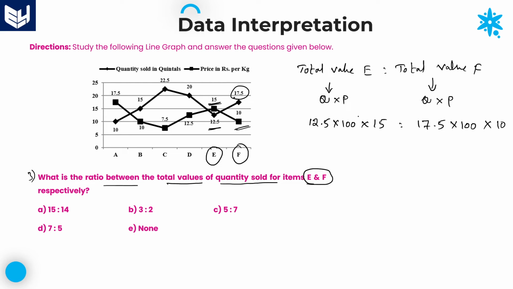Now if you observe carefully, 100 is common, you just cancel it. And next, one decimal digit is common, cancel it. Next, 5 fives are 25, 5 fives are 25. And next, 5 threes are 15, 5 twos are 10. Therefore, our required ratio is 15 is to 14. That is the ratio of total value of item E and total value of item F. Look at the options, option A is the right answer for this question. 15 is to 14, option A.